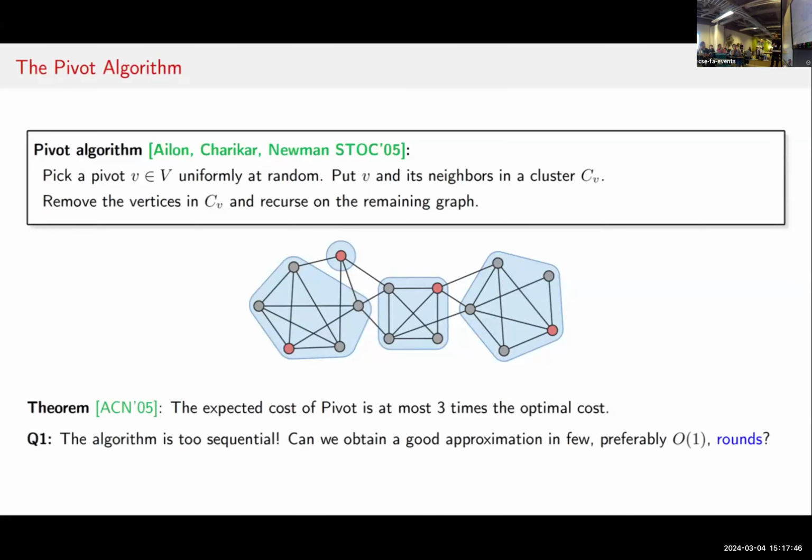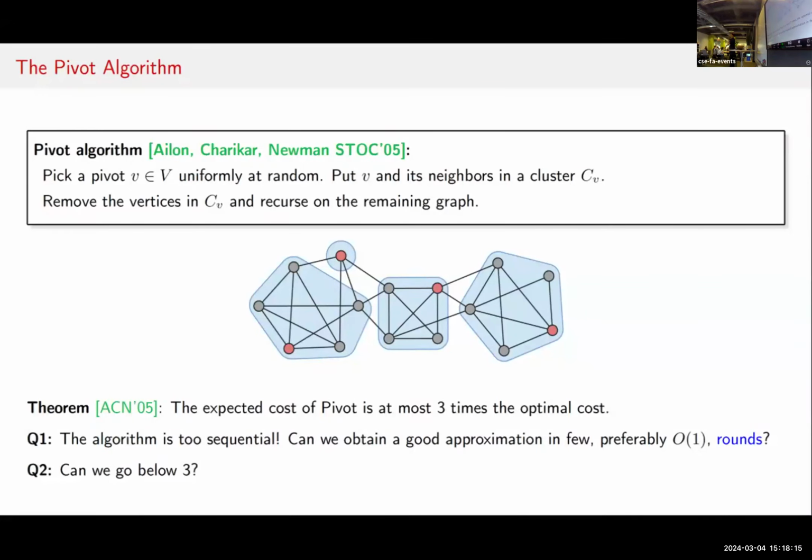And the one problem with this algorithm is that it's too sequential. Every time you're picking one pivot for one cluster, and we could be in a scenario where we actually have n clusters. So in those instances, the algorithm would take n rounds. So the question is, can we obtain a good approximation, preferably in a constant number of rounds? That's the question I talk about today. We could also talk about better approximations.